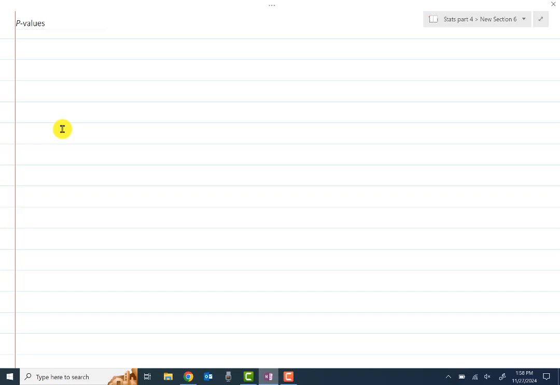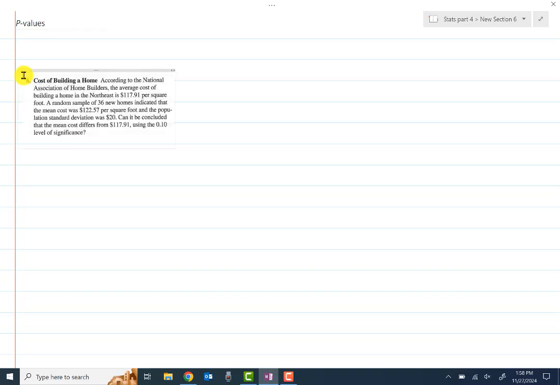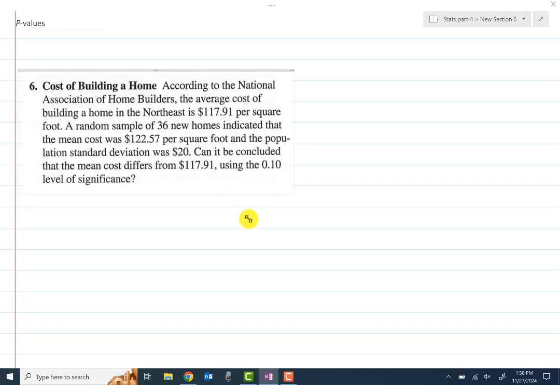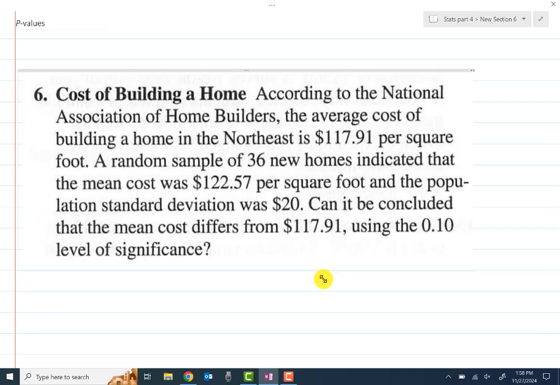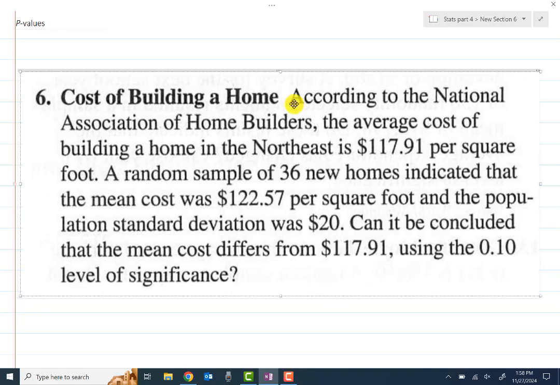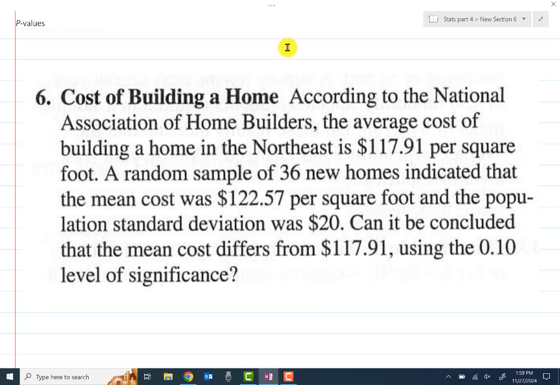There's more than one way to do these hypothesis testing problems, but we're presenting just one method, and that's the p-value method. All right, so I've got everything I need in this picture. The average cost, that's 117.91. That guy right there, that'll be mu.